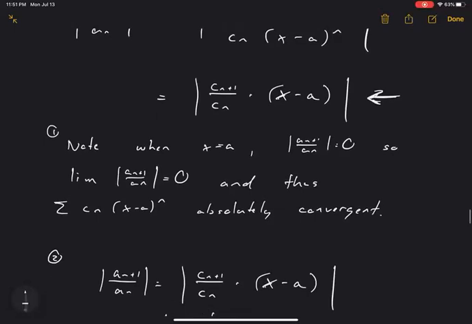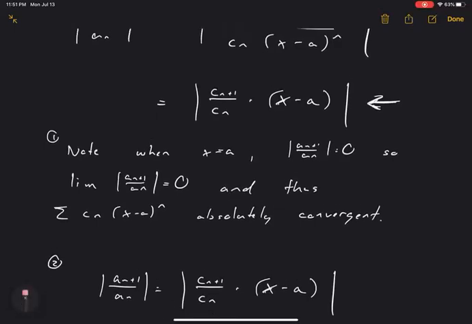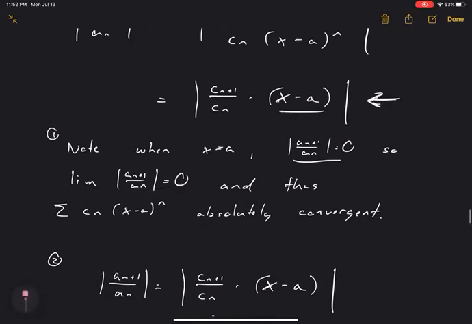So first of all, when x is equal to a, this is going to be 0, right? So a_{n+1} over a_n will be 0, and so the limit of 0 is 0, and so my series will be absolutely convergent. Okay, so that's another argument that our power series is always going to be convergent at x equals a.